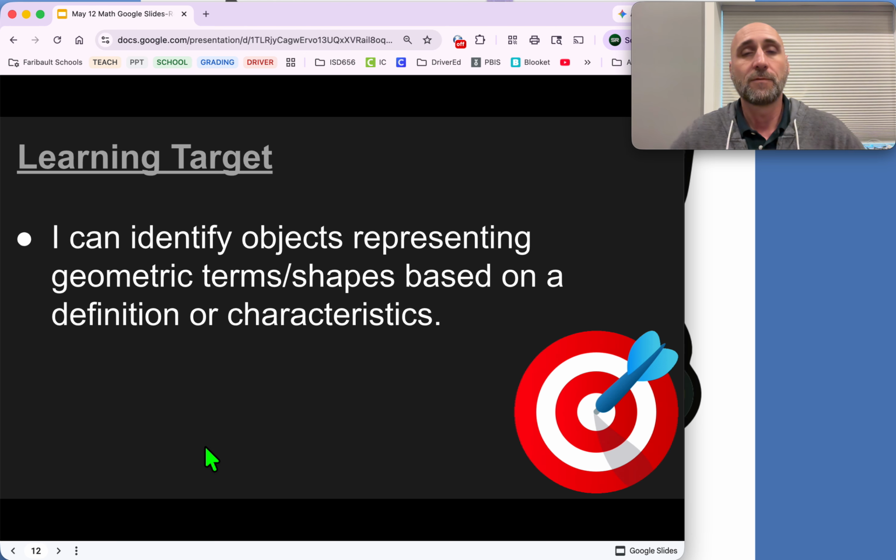Our learning target for today is I can identify objects representing geometric terms or shapes based on a definition or characteristics. All of our terms that we're going to be working with are, for the most part, things you've already heard or seen before. There's a couple that might be a little bit new, but for the most part, we should be able to work with them as more of a review than new learning.